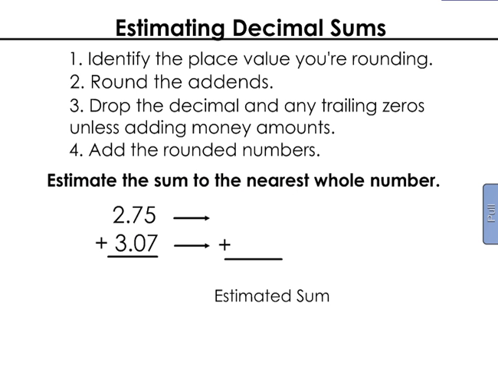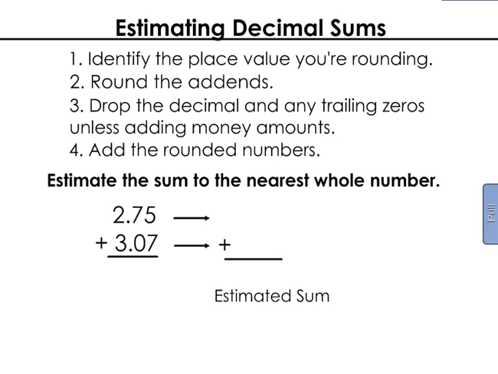First, let's estimate some decimal sums. Decimal sums are when we're adding decimals. We're going to actually use rounding for this, and this is very similar to rounding whole numbers. The first thing you're going to do is identify the place value you're rounding. In this case, most of the time, we're not going to be rounding with decimals. We're going to drop the decimals off because remember, a decimal is a small number.